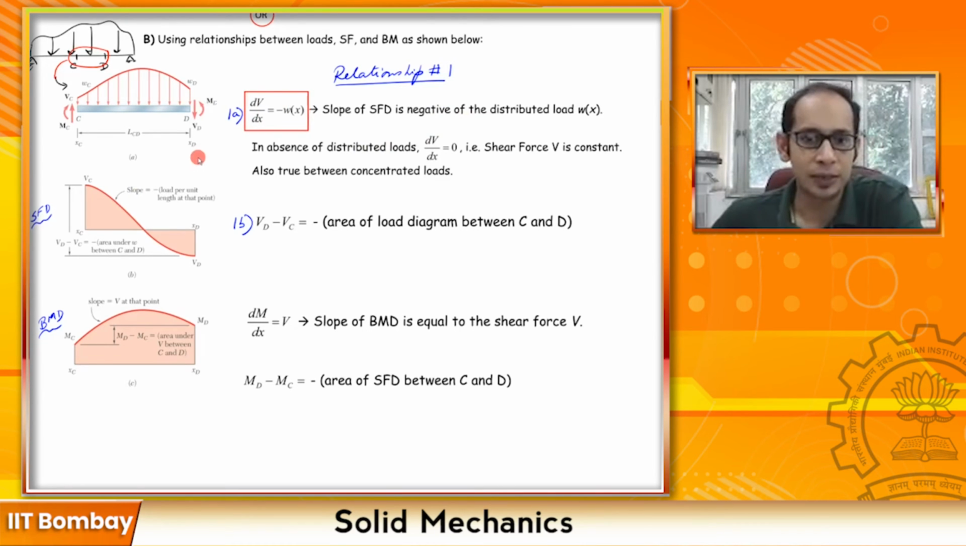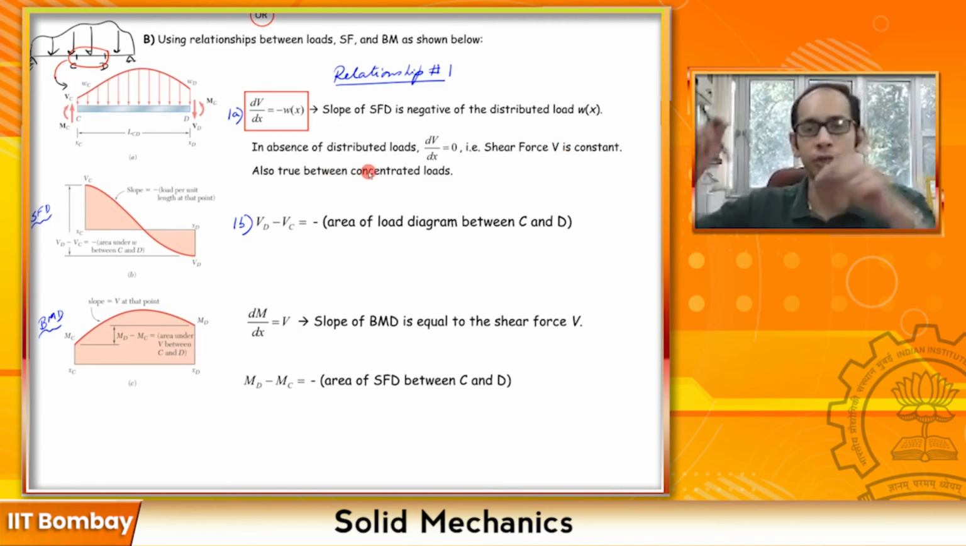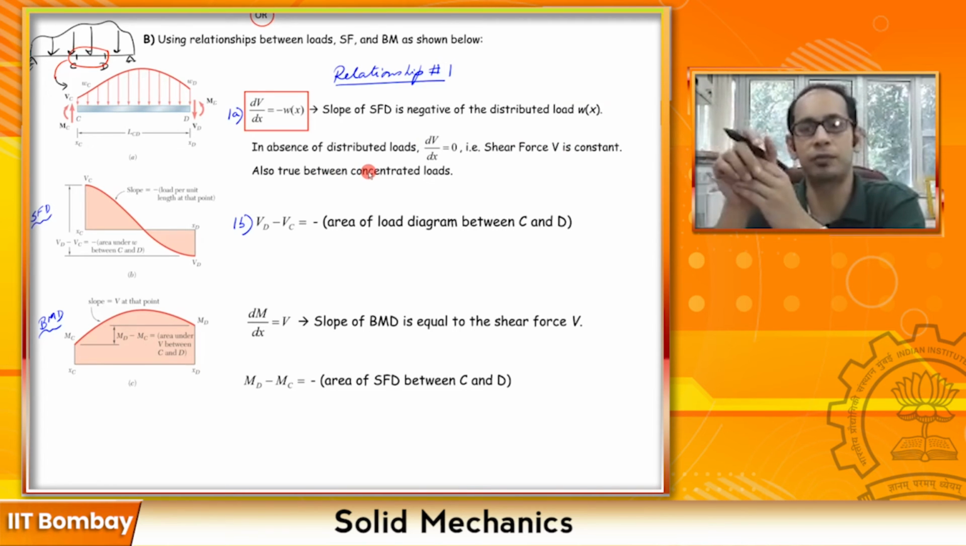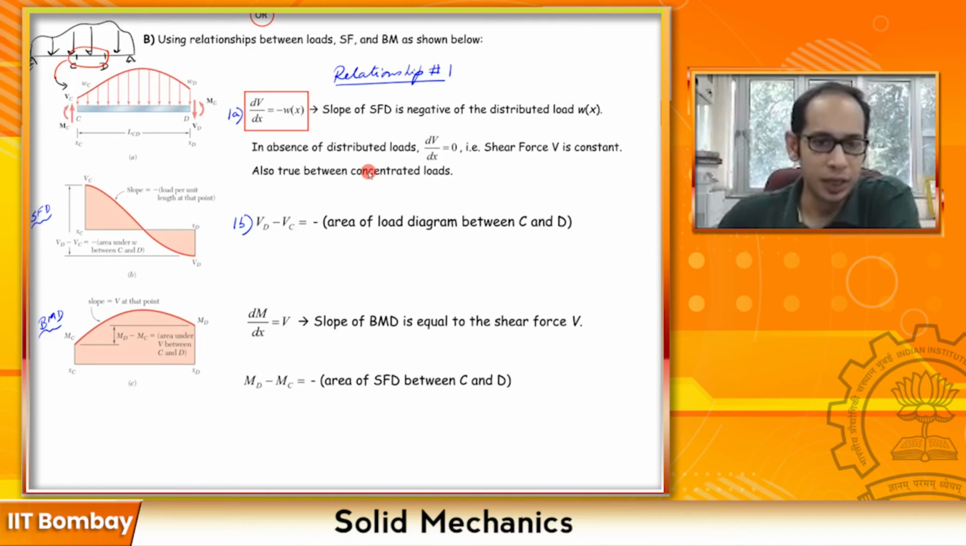Now as you can tell, if w of x equals to 0, you don't have any distributed load, then your shear force will be a constant line. dv dx will be 0, so that means the shear force v is a constant. When your derivative of something is 0, that means that particular quantity is a constant quantity. And it is also true between concentrated loads. So if you have two concentrated loads and in between no distributed load, so that means your shear force diagram will also be constant.